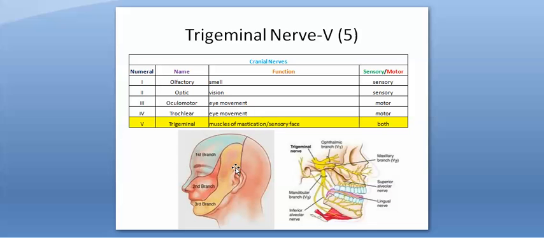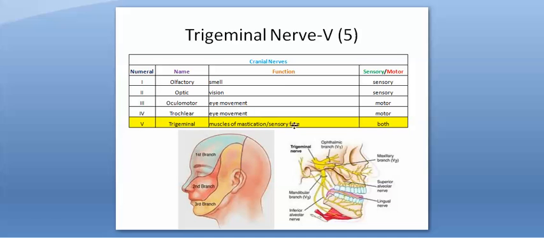So it has the maxillary, mandibular, and ophthalmic branches. So ophthalmic, maxillary, and mandibular. And so I think of that as the tri part in trigeminal. And then Gemini means twins. So I think of 2 and 3 equals 5. And so that's how I get to the 5th cranial nerve.